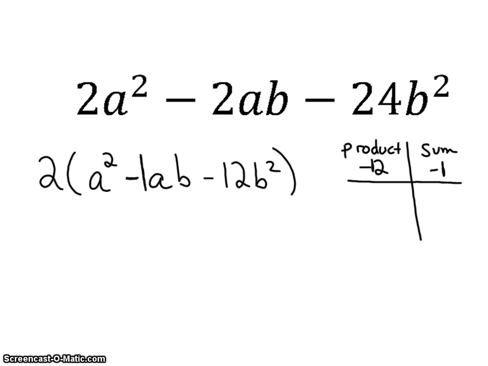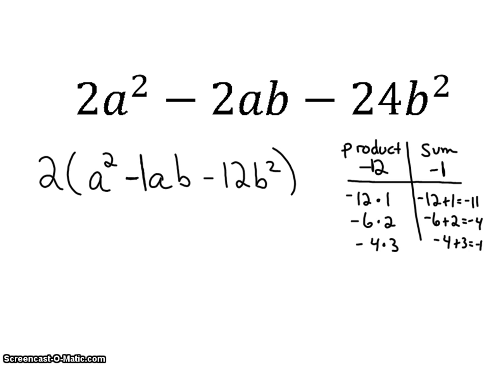So we can think of a couple numbers: 12 times positive 1, but negative 12 plus 1 is negative 11, so that doesn't work. We can use negative 6 times 2. Negative 6 plus 2 is negative 4, so that's not it either. Negative 4 times 3, and negative 4 plus 3 is negative 1. So there it is. That's the combination of numbers.